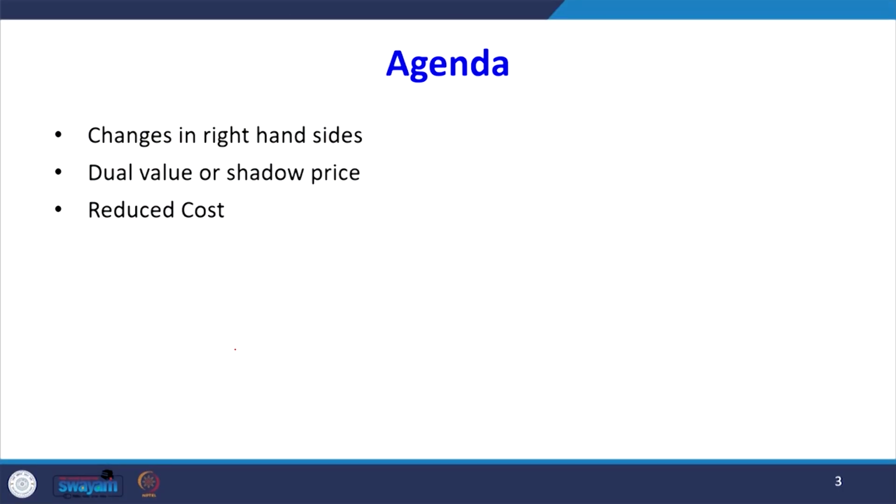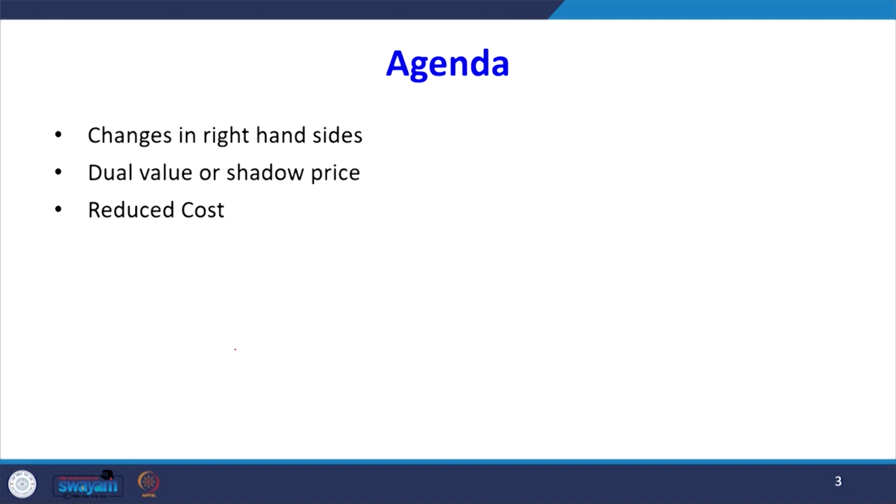Dear students, in the previous lecture we started a topic called sensitivity analysis. In that we have discussed the effect of change in objective function coefficient on our optimal value. In this class we will discuss the effect of change in right hand side value of the constraint on our problem.